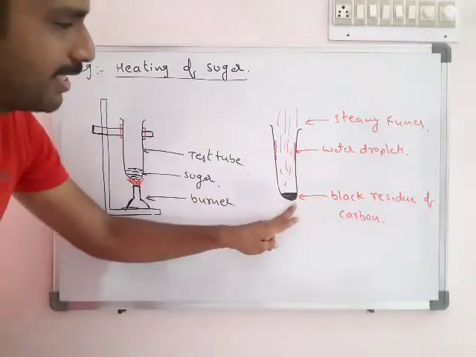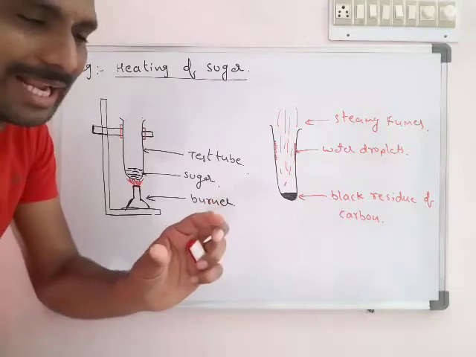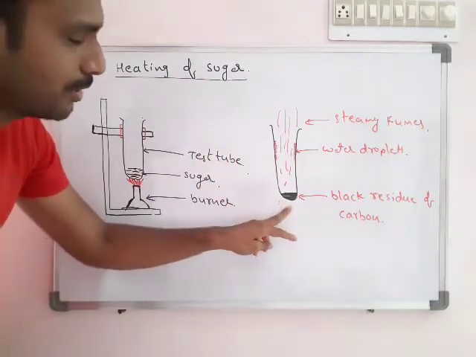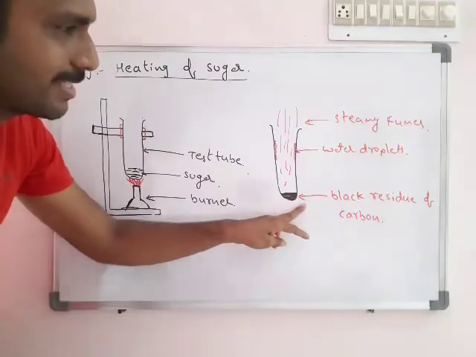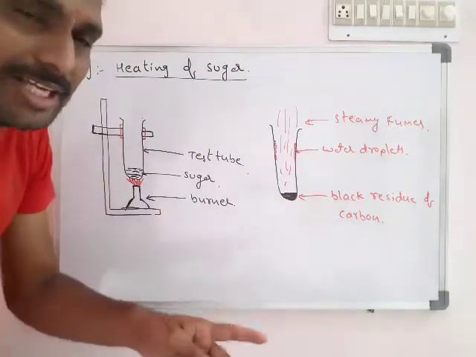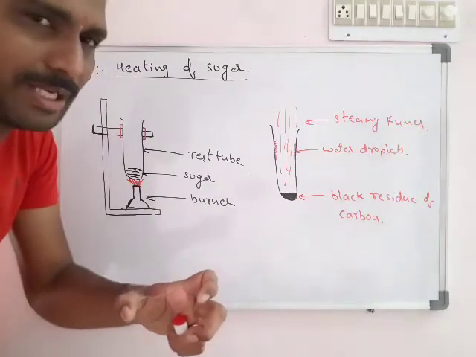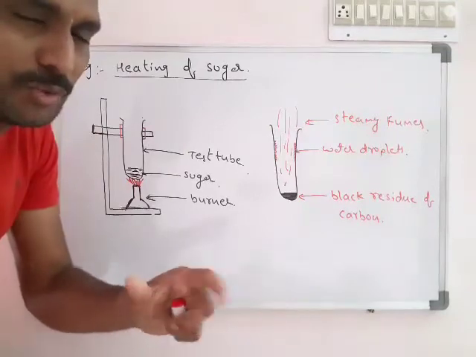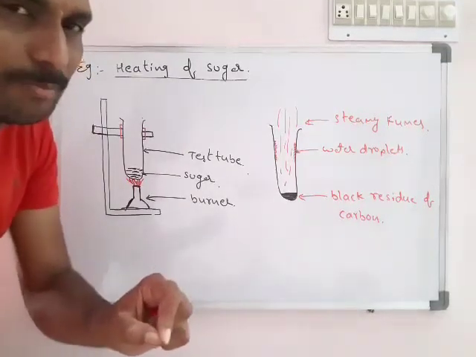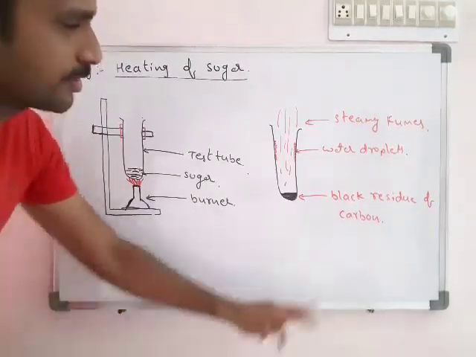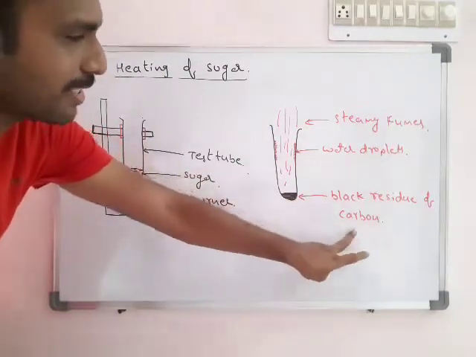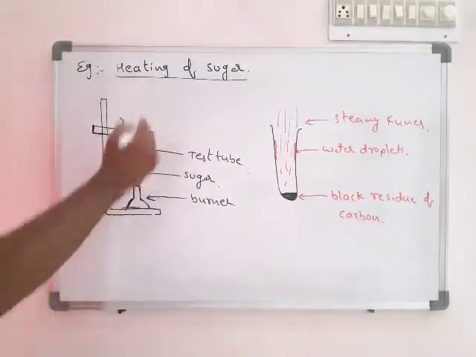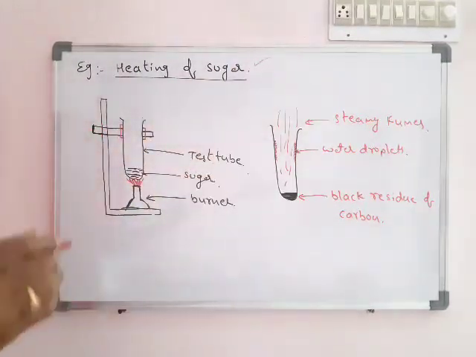Next, finally a black color powder remains after the completion of the reaction. That black color residue is treated as the residue. In any reaction, after completion of the total reaction, the remaining compound is treated as the residue. Here the black color residue formed is made up of carbon. Simply we can say the heating of sugar is a chemical change.